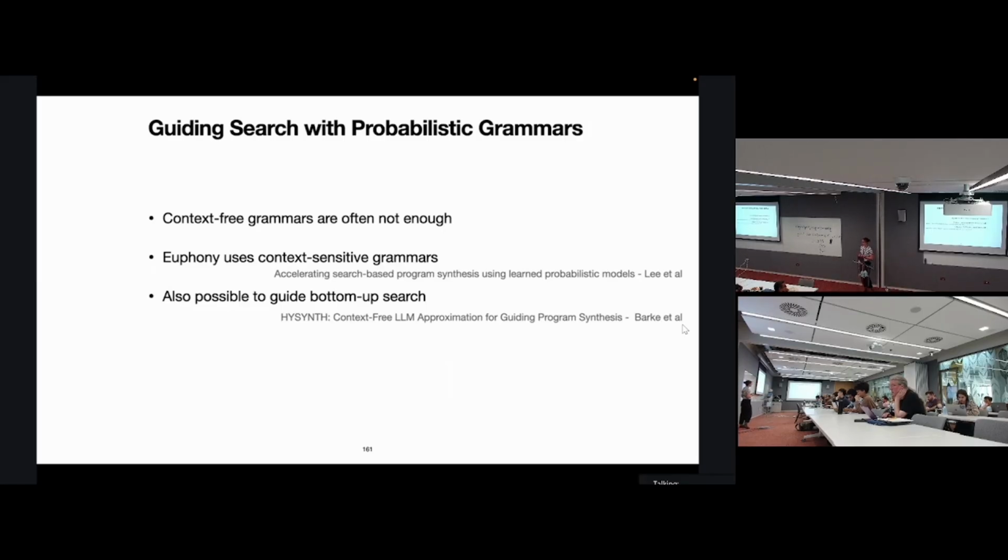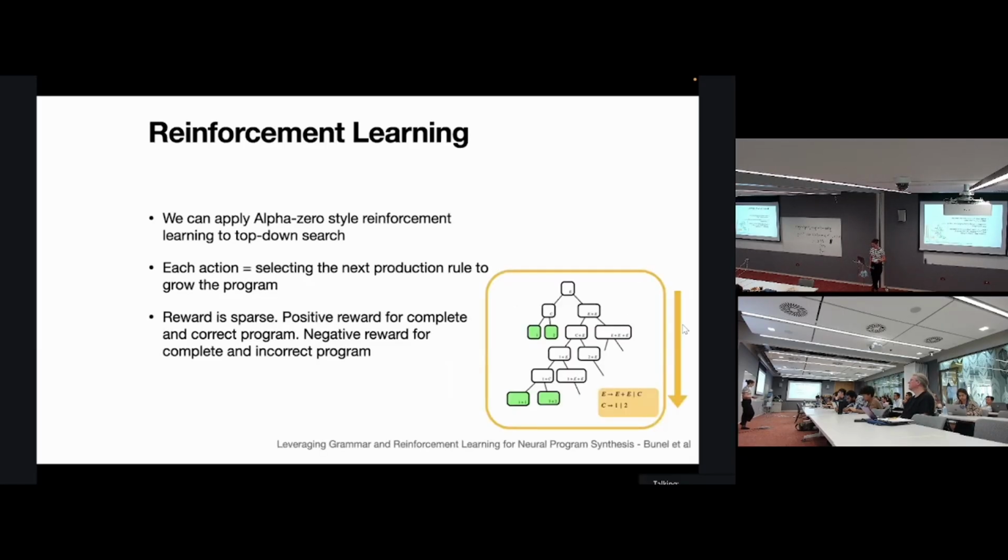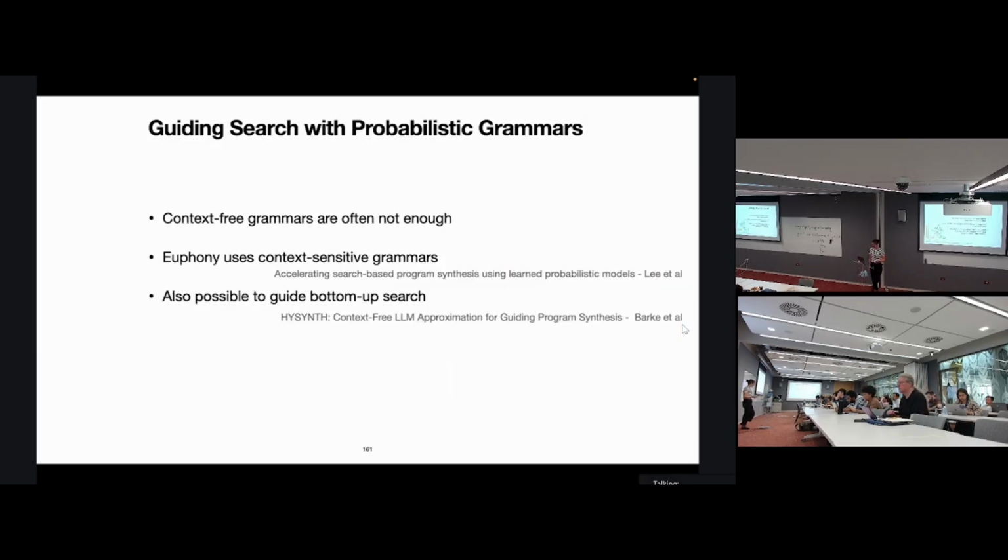It is also possible to guide bottom-up search. There's a paper that uses PCFGs from LLMs to guide bottom-up search, which obviously they claim is more effective than top-down search, and we claim that top-down and A-star search are more effective. So who knows? It probably depends on your application.